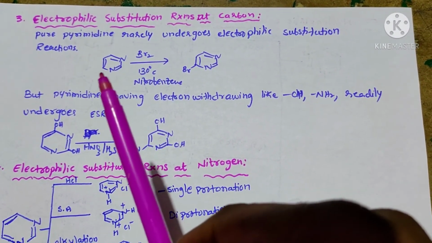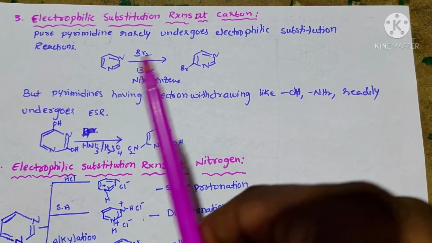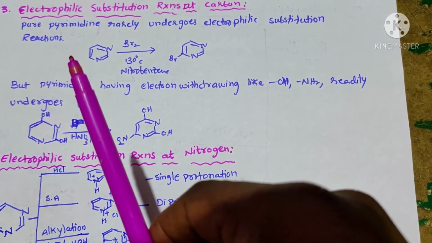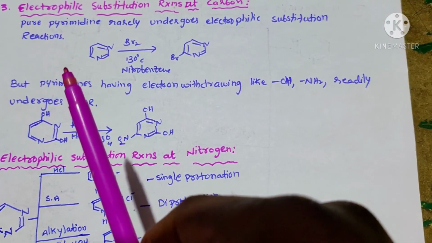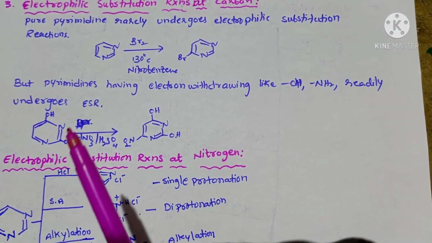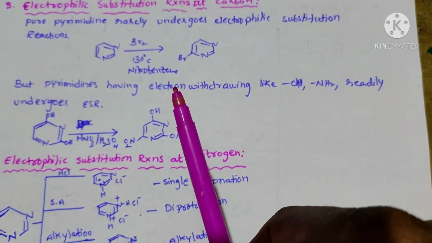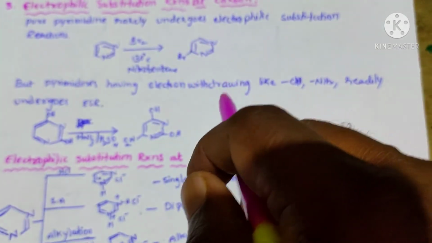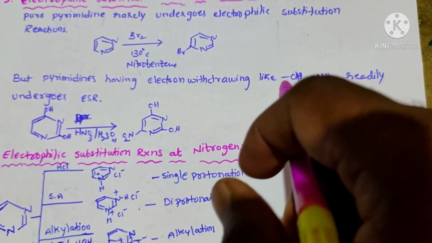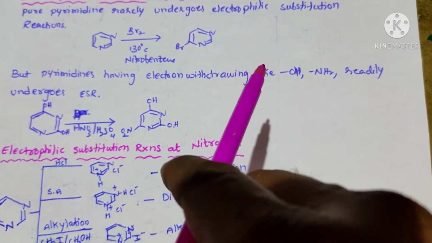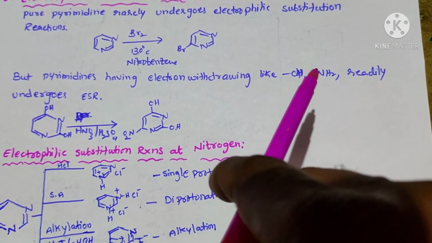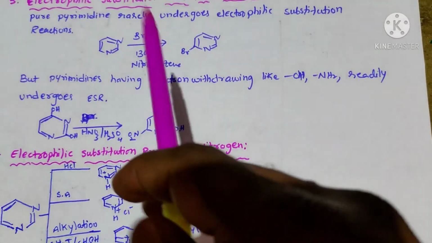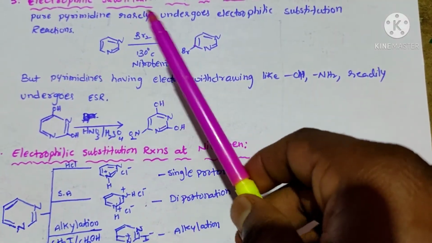So that's why it rarely is involved in electrophilic substitution reactions at the carbon atom. For the electrophile to be substituted on the carbon atoms of the pyrimidine, it should possess electron donating groups, like I have written in a rank manner, that is withdrawing. So here it has to possess electron donating groups like a hydroxyl group and amine group. Then only it easily undergoes electrophilic substitution reactions. Here only bromination occurs.